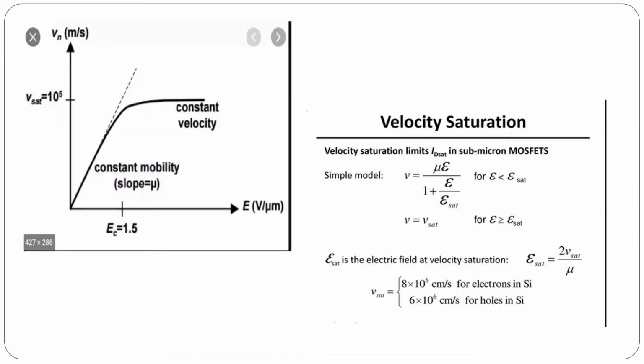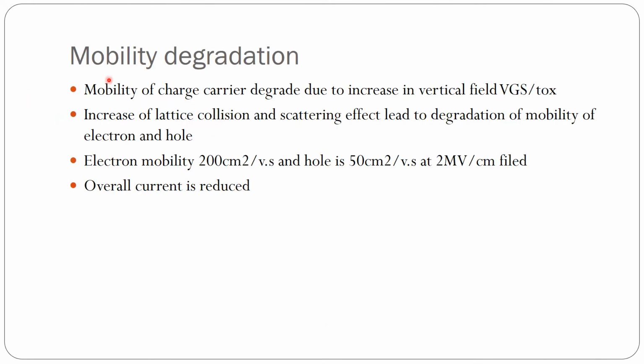You can see here that velocity should actually increase with the applied electric field, but after some point, let's say EC equal to 1.5, it becomes constant. As a result, the saturation current will be lower compared to what is predicted using the formula. So what is mobility degradation?